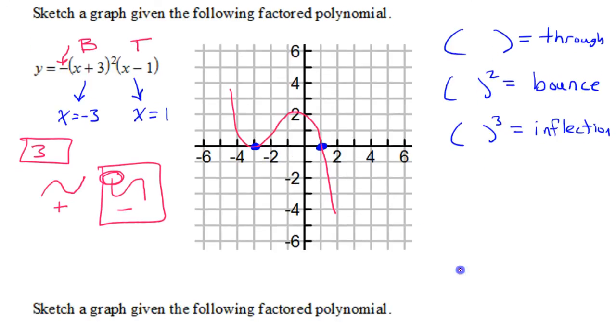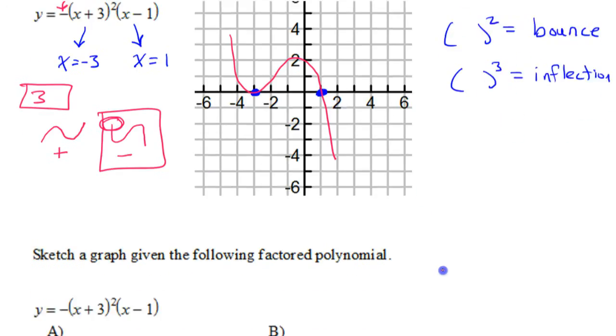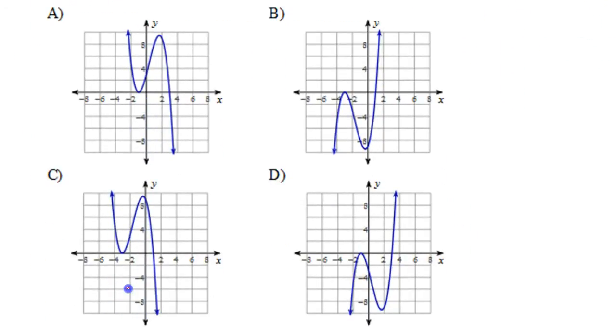Okay, so as I look at my multiple choices, I'm looking for something that starts high, bounces at negative 3, and then goes straight through positive 1. Okay, so these two both start high. These start low, so I know it's not these. This one bounces at negative 3. This one bounces at negative 1. So it has to be C. So it bounces at negative 3 and then goes through positive 1. So the answer is C.